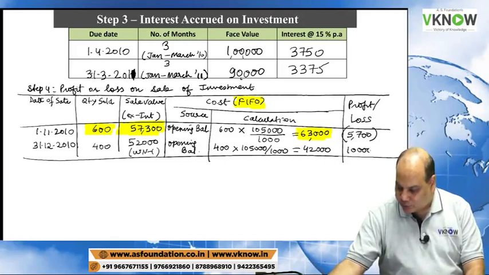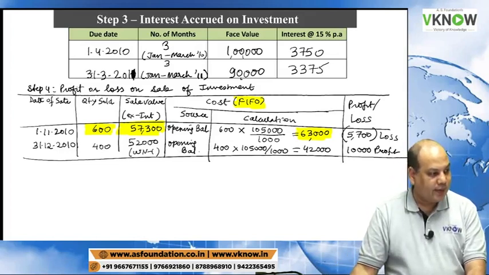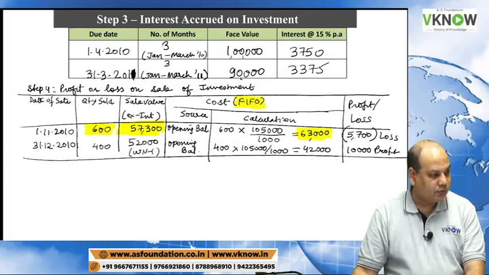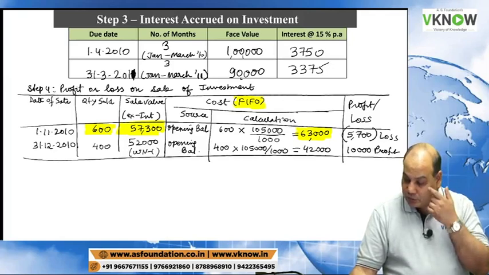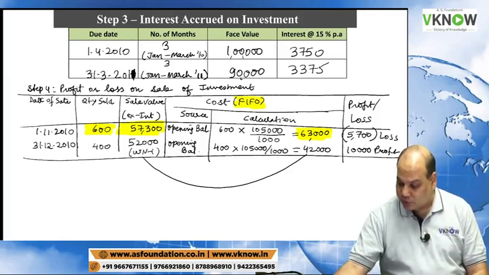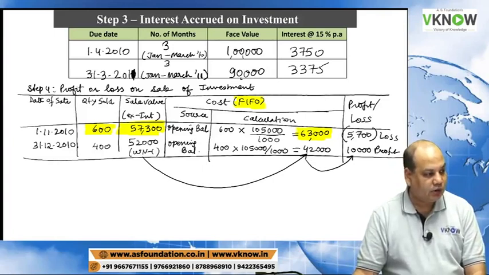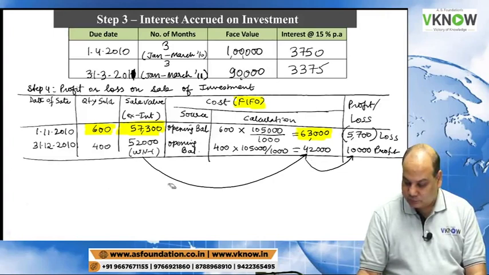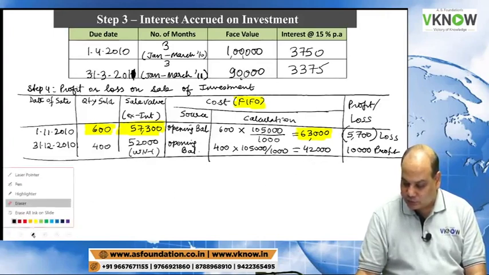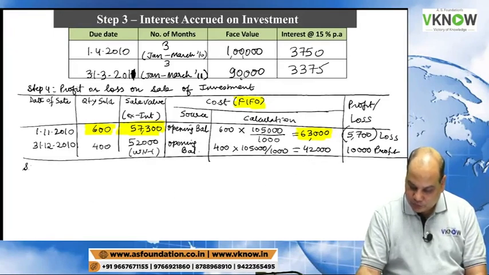This time there is a profit of 10,000. Previous one there is a loss. Tanya is right. Kunal is right. 52,000 minus 42,000, 10,000 is the profit. One last working note. Step number 5.